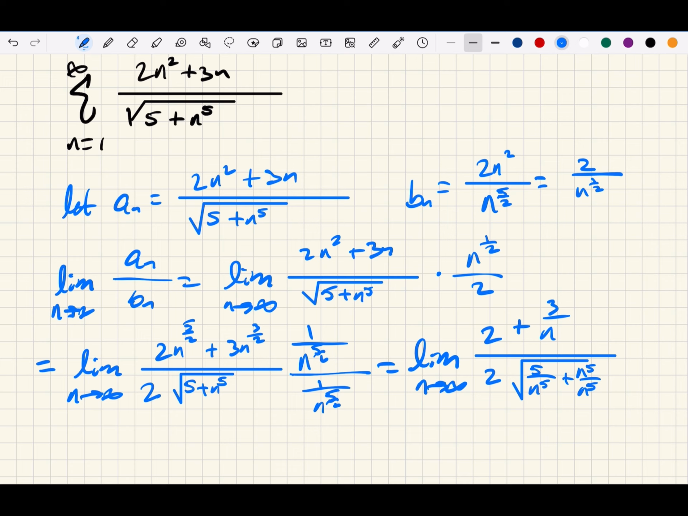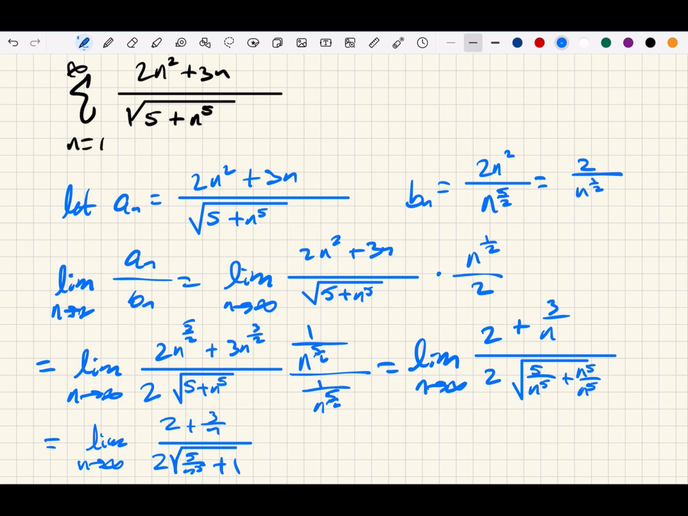Now can we just start saying what goes to 0 and what cancels out? Finish, be done. Well, yeah, I'm probably going to rewrite this a little bit, though. I'm going to go 2 plus 3 over n, over 2 times the square root of 5 over n to the 5th plus 1, right? Because it's that plus 1 that's significant here. The 3 over n and the 5 over n to the 5th are going to 0.